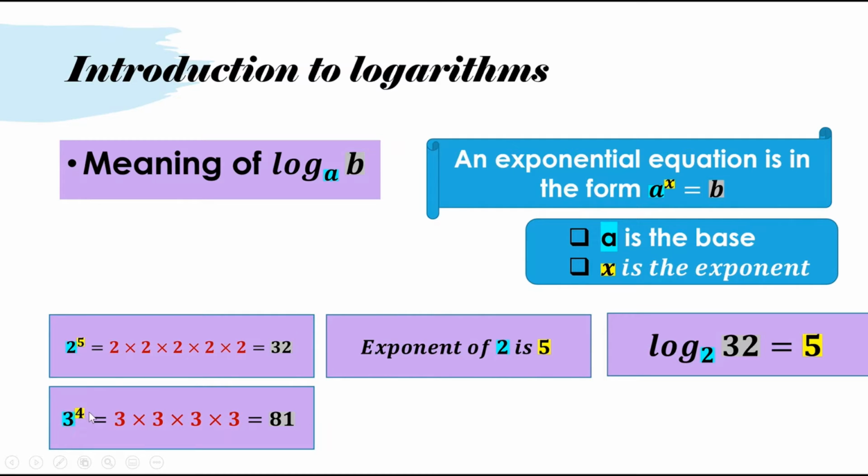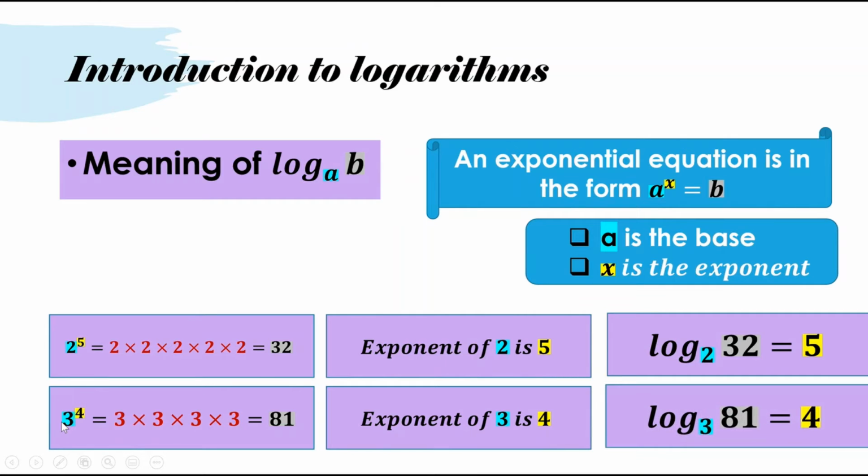For example, 3 to the power 4 is equal to 3 times 3 times 3 times 3, which is equal to 81. So here what is the power? It is 4. What is the base? It is 3. And what is the value of 3 to the power 4? We get 81. So what is the exponent? The exponent is 4, and the base is 3. So we can write in logarithmic form as log of 81 with base 3 is 4. So the exponent of 3 is 4, that means 4 should be the answer.